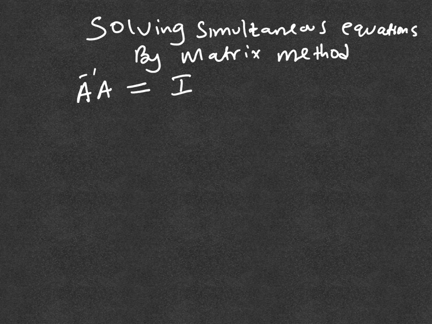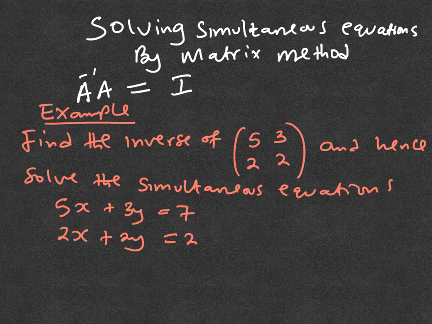So let's look at this equation. They require us to find the inverse of the matrix C, which is 5, 3, 2, 2. And after finding the inverse of that matrix, they want us to go ahead and solve the pair of simultaneous equations. We learned in our most recent lesson, lesson 4, that to get the inverse of a matrix, you need the determinant of that matrix and then the adjoint of the matrix. So let's do it.